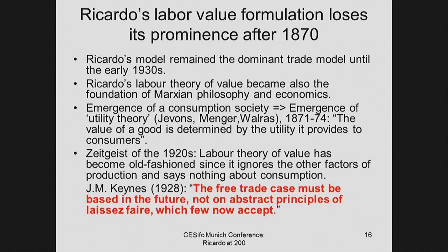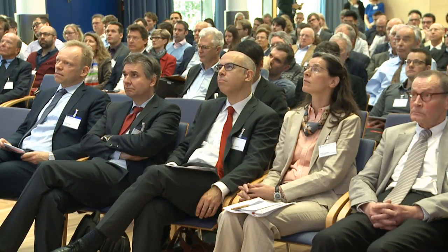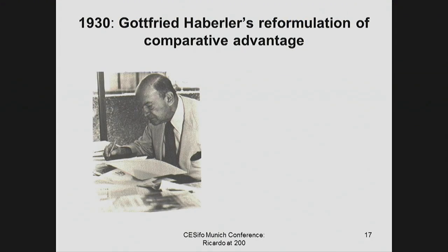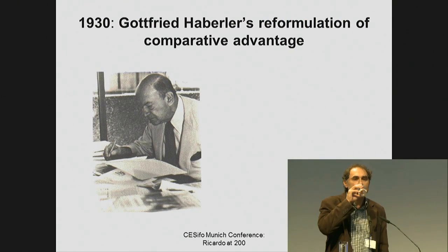So what was the problem? The problem was that people considered up to 1930 that comparative advantage was tied to his labor theory of value. Well, since the logic of the labor theory of value was antiquated, the prediction wouldn't have a lot of sense, until an Austrian came to the rescue. Okay? And this Austrian was Gottfried Haberler.